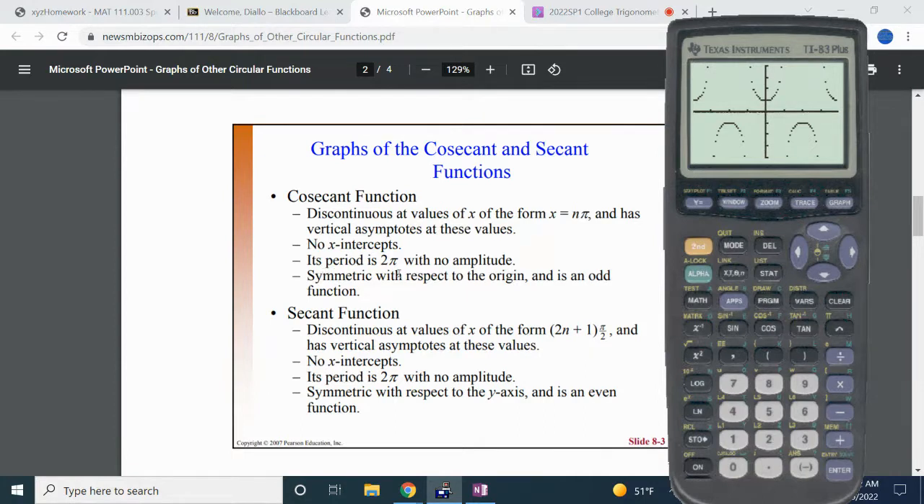The period for both of these curves is 2 pi. The cosecant is an odd function. So remember that odd functions are symmetric with respect to the origin. The secant is an even function. So the secant is symmetric with respect only to the y-axis.